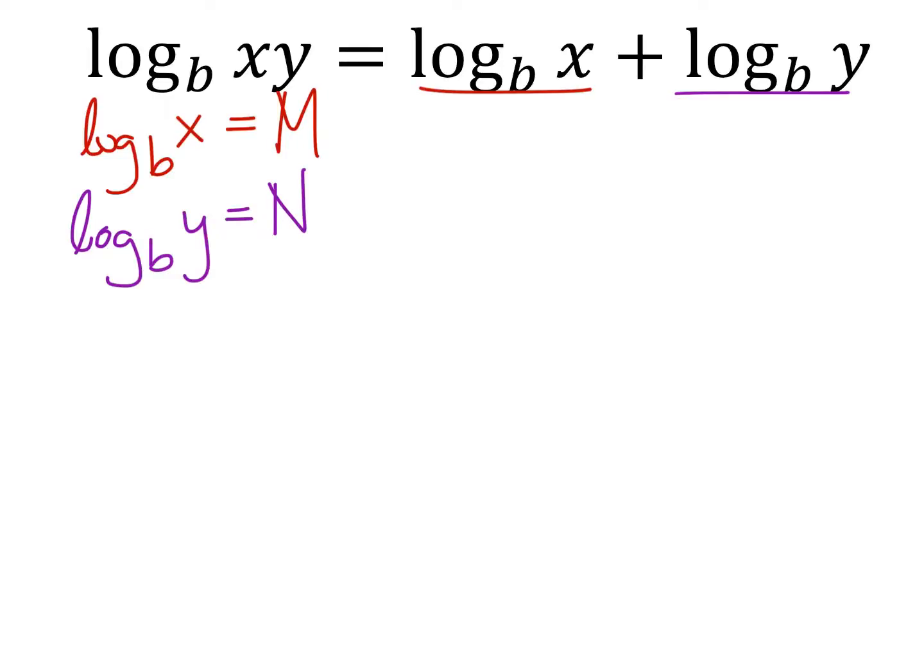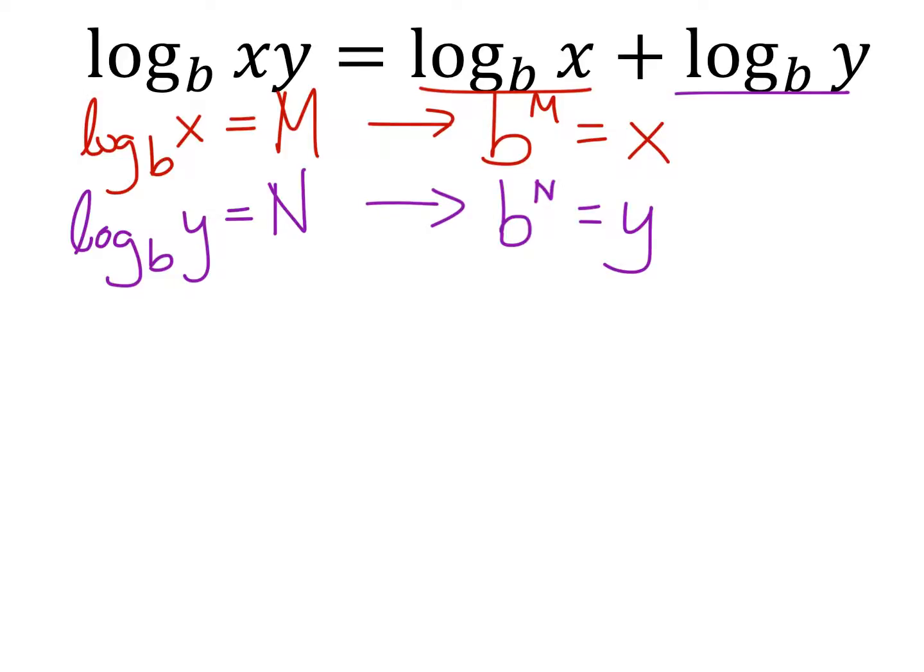Now going back to what an actual logarithm means, let's go ahead and see what this would give us in exponential form. So we have a base b to the power of m would equal x. And likewise for log base b of y. So the only difference with these two is that we have different powers of base b, and they just equal different letters there, x and y, which are going to be in our final property anyways.